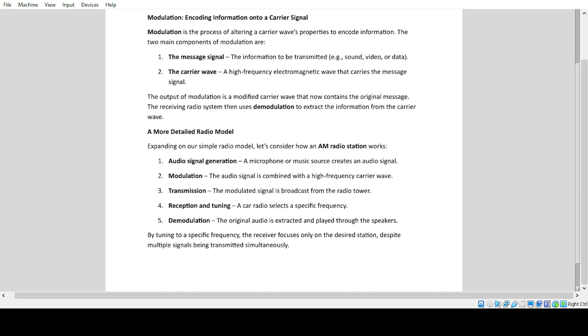4. Reception and tuning. A car radio selects a specific frequency. 5. Demodulation. The original audio is extracted and played through the speakers. By tuning to a specific frequency, the receiver focuses only on the desired station, despite multiple signals being transmitted simultaneously.